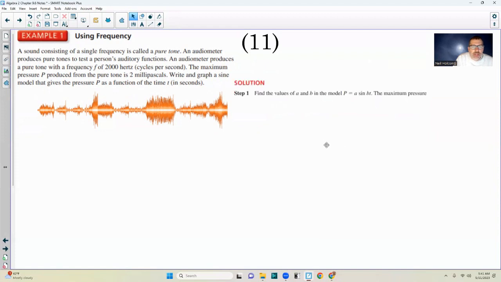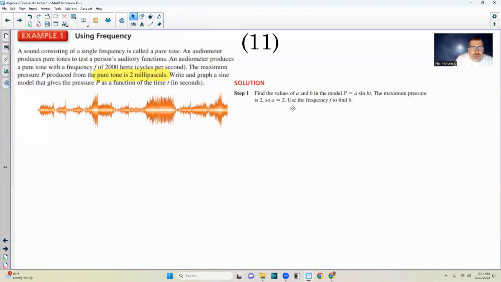So the solution in this is step one. We want to find the value of A and B in the model where P equals A times sine of B times t, where t is time, in seconds. Okay, so the maximum pressure is 2, which is right here, produced from the pure tone, so that's where this is coming from. Pure tone is 2 millipascals. So there's our pressure, 2. So that is A. That is going to be our vertical stretch. Write and graph a sine model that gives P as a function of time.